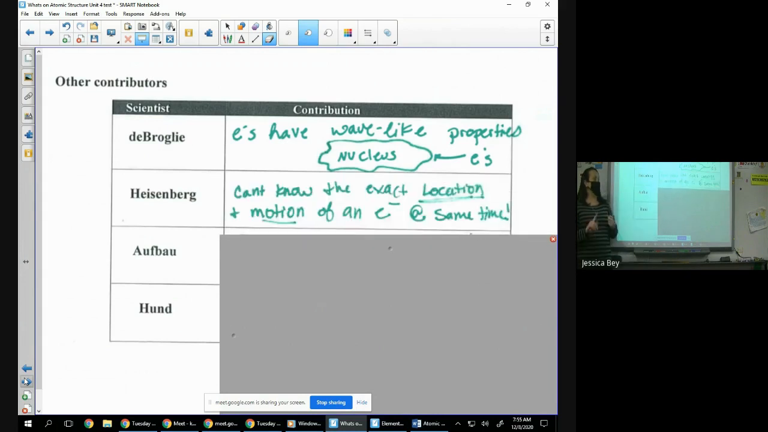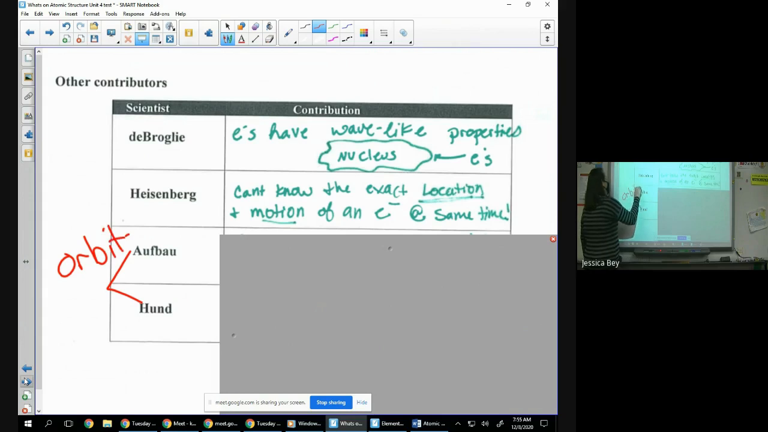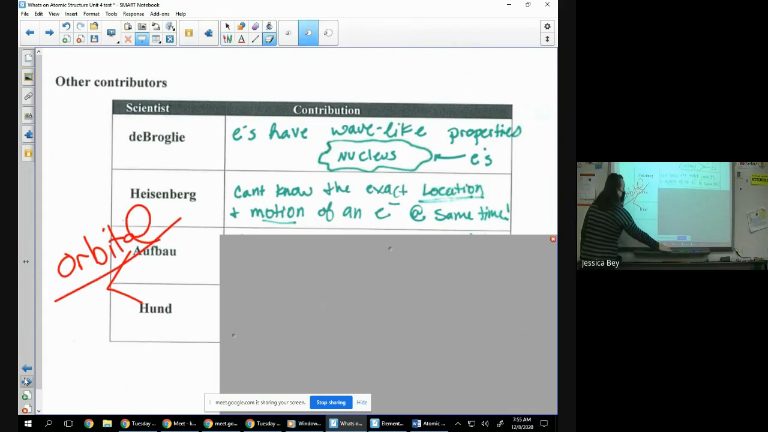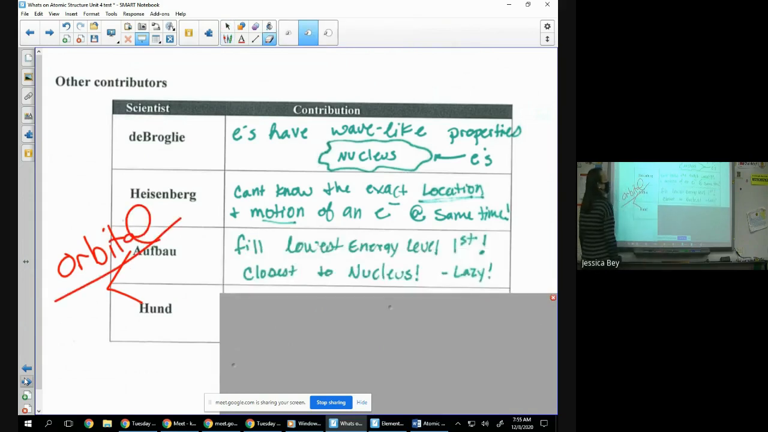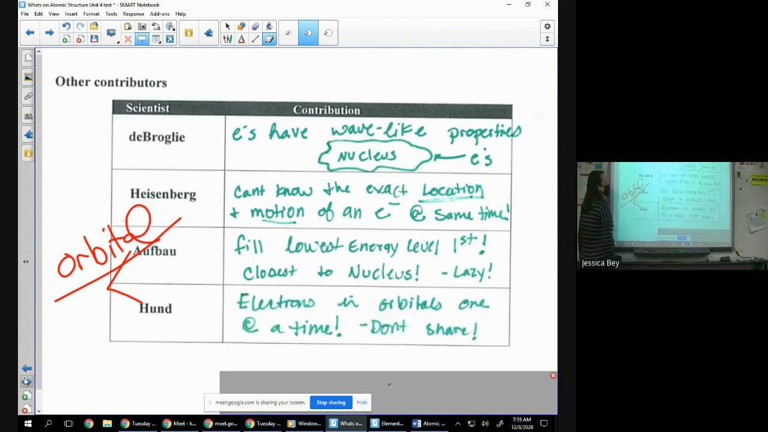Heisenberg says you cannot know the location, where it is, and the motion, where it's going, of an electron at the same time. As soon as you know one, you don't know the other, and vice versa. Aufbau is talking about the orbital charts. And remember, those are just regions of space with a high probability of finding an electron. Aufbau says you fill the lowest energy level first. And then Hund says you can only put 1 electron in at any given time.